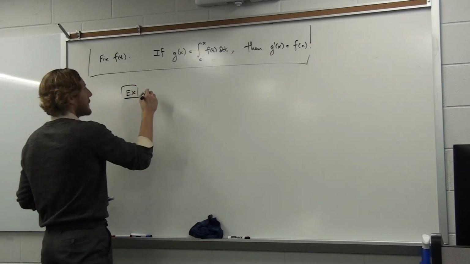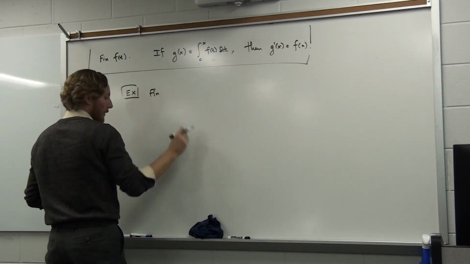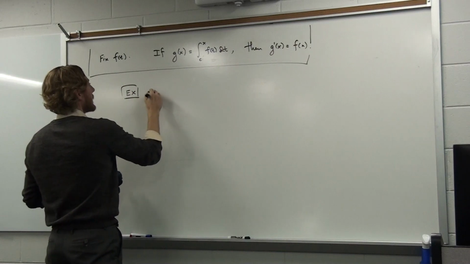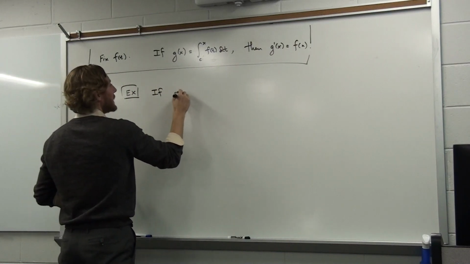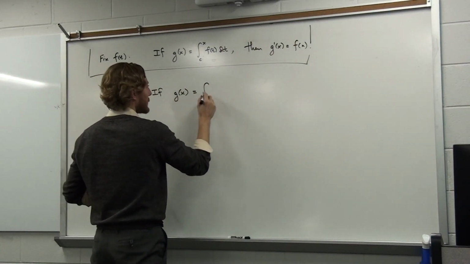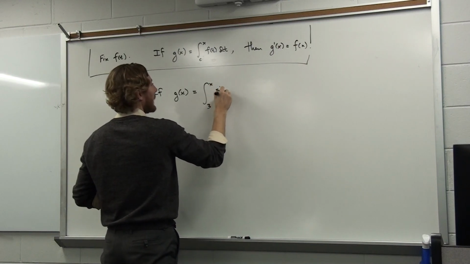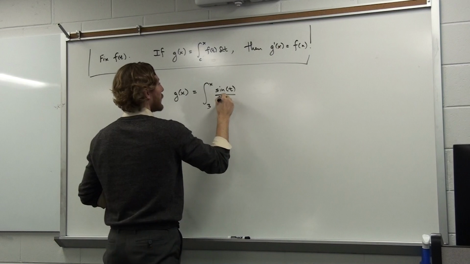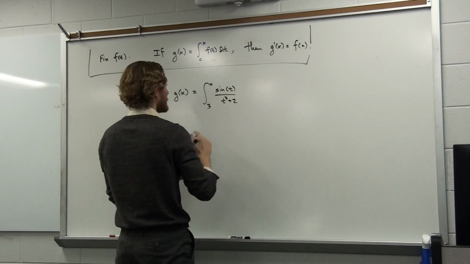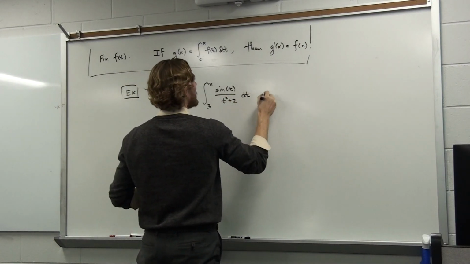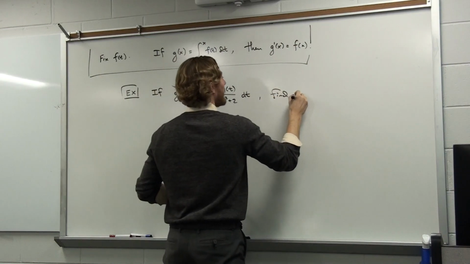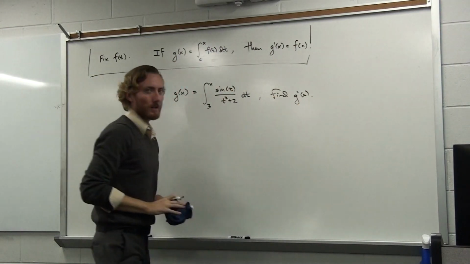So here's an example. Let's say g of x is equal to the integral from 3 to x of sine t over t squared plus 2 dt. Find g prime of x.